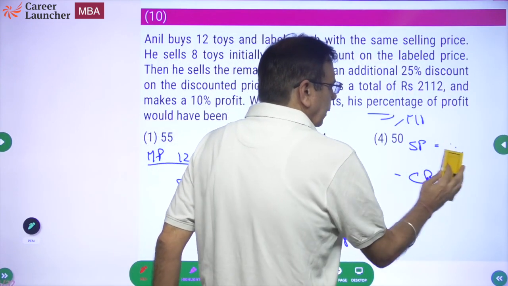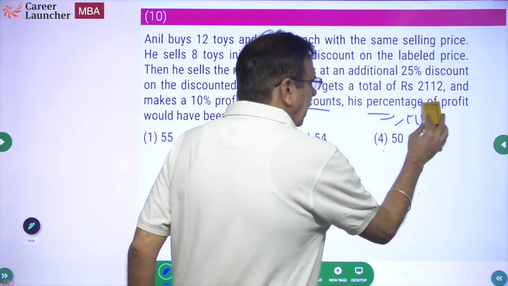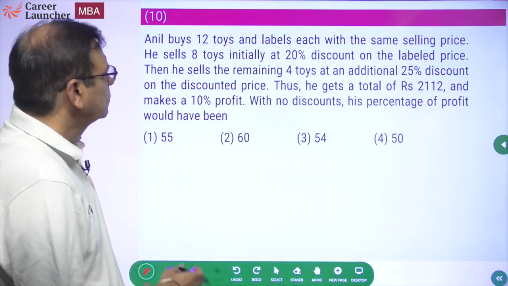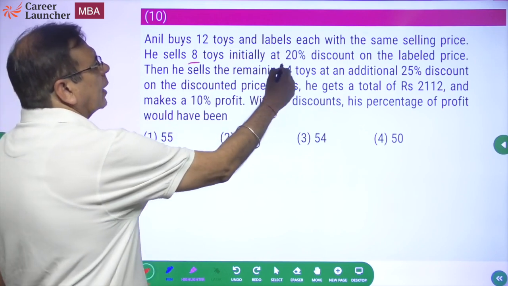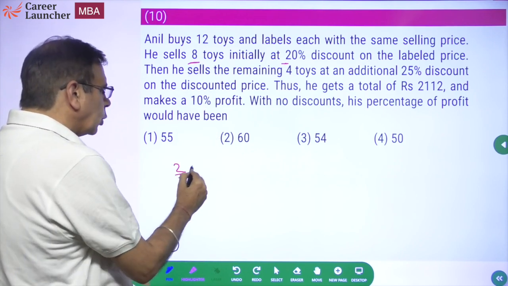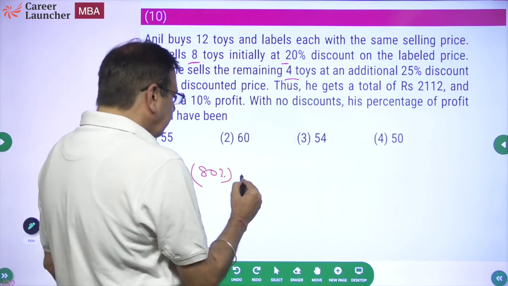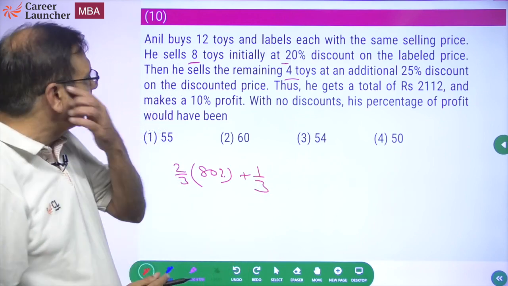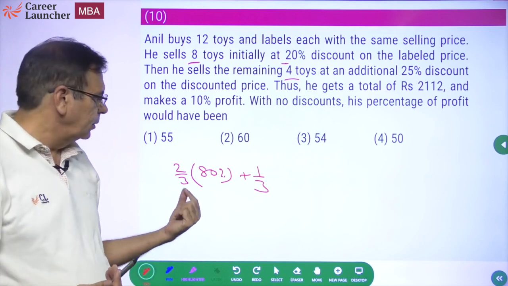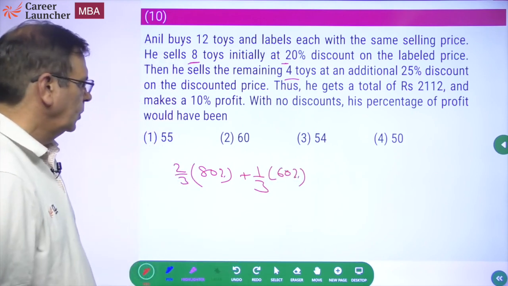I'll go a step further and try to save more time, or give you an alternate approach. Whether you'll be able to save time or not will be a function of whether you are able to calculate the way I do or not. Now, let me put it this way. 8 toys are sold at a 20% discount. Can I say out of 12 toys, 2/3 of the toys are sold at 80% of the mark price? And the remaining 4 toys are sold at an additional 25% discount. 25% of 80 will be 20, so 60. So 1/3 are sold at 60% of the mark price.